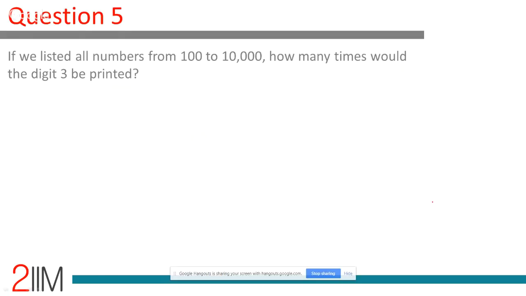If we listed all numbers from 100 to 10,000, how many times would the digit 3 be printed? Beautiful question. We're effectively saying think about all 3-digit numbers, 100 to 999, and all 4-digit numbers, 1000 to 9999. 10,000 being a 5-digit number with no 3, we don't have to worry about it. All 3-digit numbers and all 4-digit numbers. That's what we are worrying about.